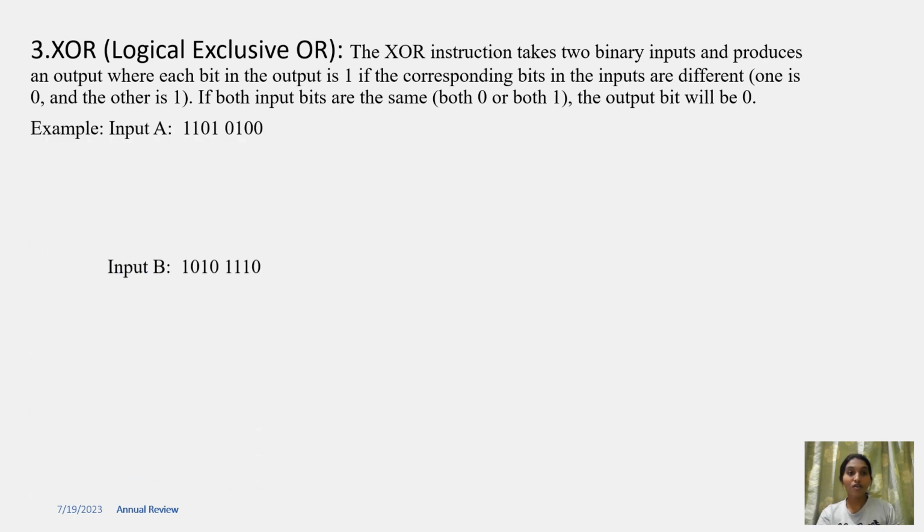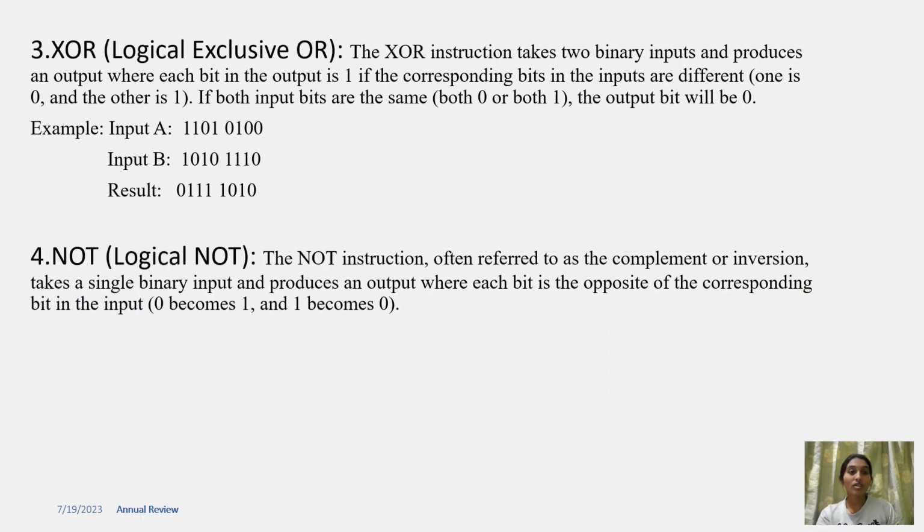Let's see an example for this. If input A is 11010100 and input B is 10101110, then the result will be 01111010. Because if both the inputs are the same, then the result should be 0. If both the inputs are different, then the result should be 1.